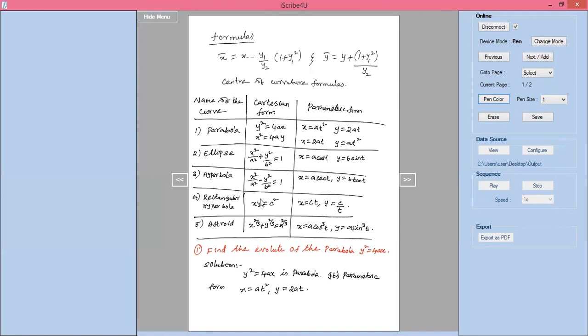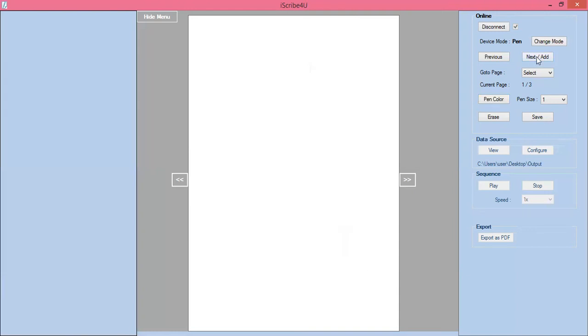Now I will find dx by dt. The differentiation of x with respect to t, at square, is 2at. dy by dt, differentiating with respect to t, we get 2a. Now from this, I have to find y1 and y2. We know from previous classes how to find y1. y1 is nothing but dy by dx.